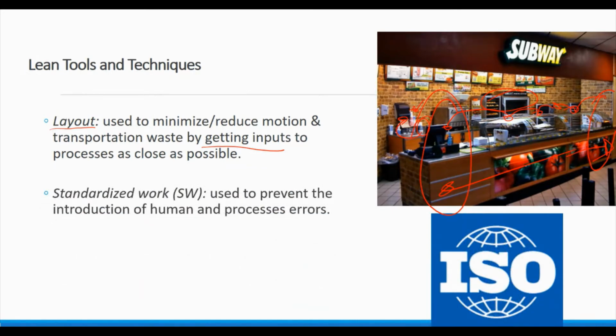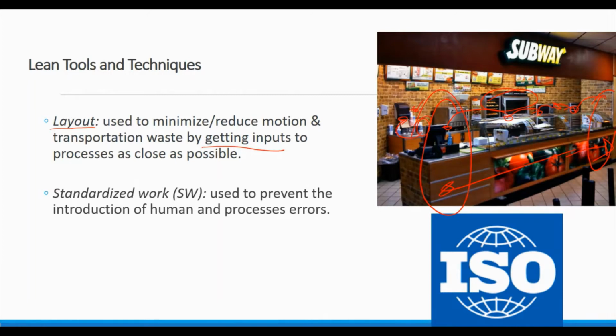Another technique of Lean is the standardization of work. Standardized work is used to prevent the introduction of human and process errors. For example, here at Subway, it doesn't matter which Subway you go to, the process is the same. You know that you first have to order your breads, then your meats and your cheeses, then your veggies, and then you pay. Every Subway the layout is the same and the processes are the same.